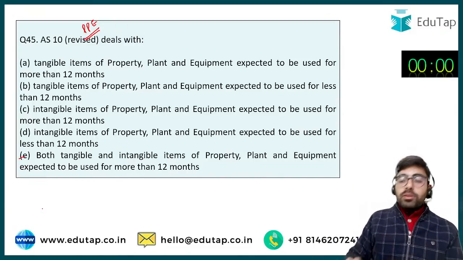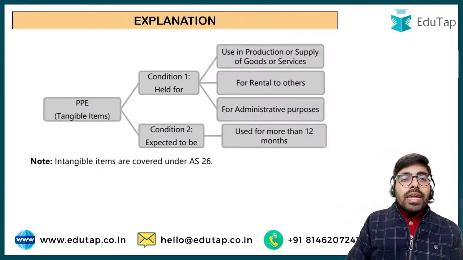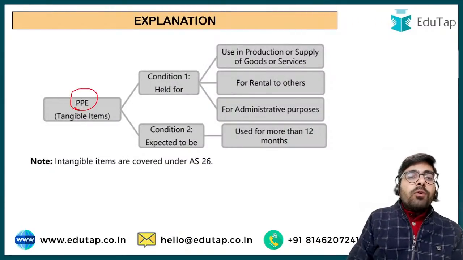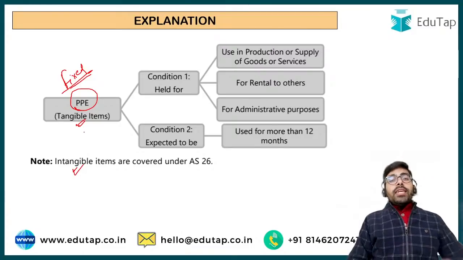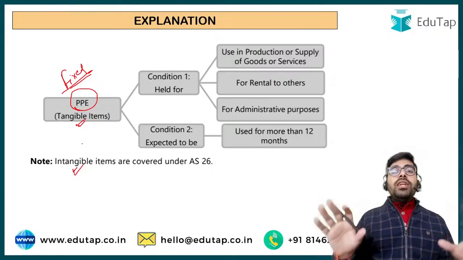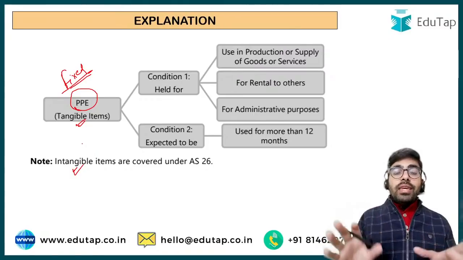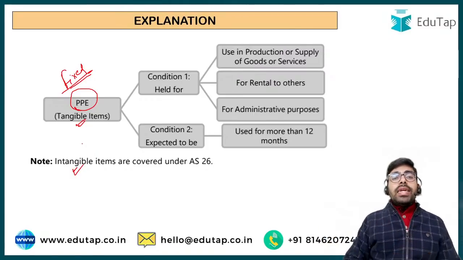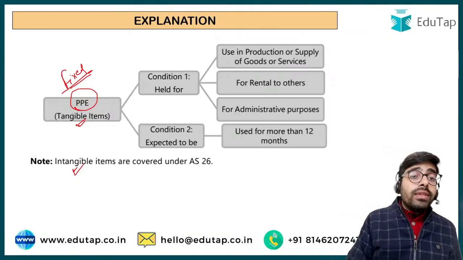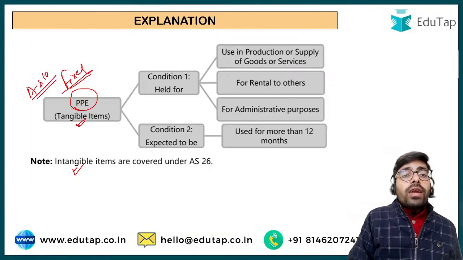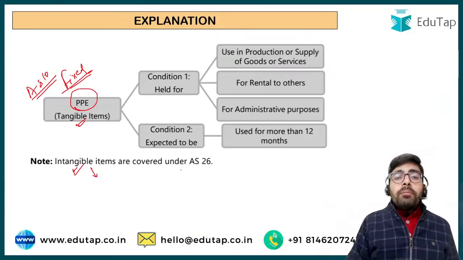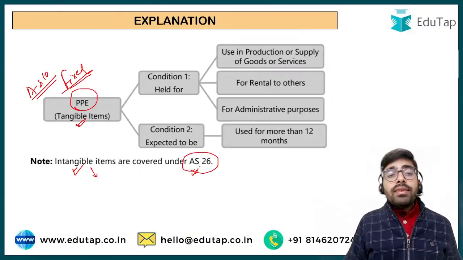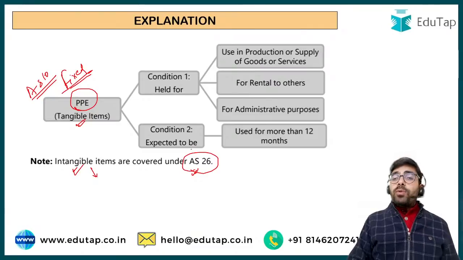Okay, so let me try to explain this thing to you. Accounting standard 10, it deals with property, plant and equipment. It deals with fixed assets. Now these fixed assets, they can be of two types, one tangible and other intangible. So I already explained to you yesterday as well कि furniture, machinery, all these things you can touch, you can see, you can feel. So these things, they come under the tangible items, and this is what the accounting standard 10 talks about. For intangible items like goodwill, patent, copyright, so for all these items we have a separate accounting standard, which is accounting standard 26. They do not come under the purview of accounting standard 10.